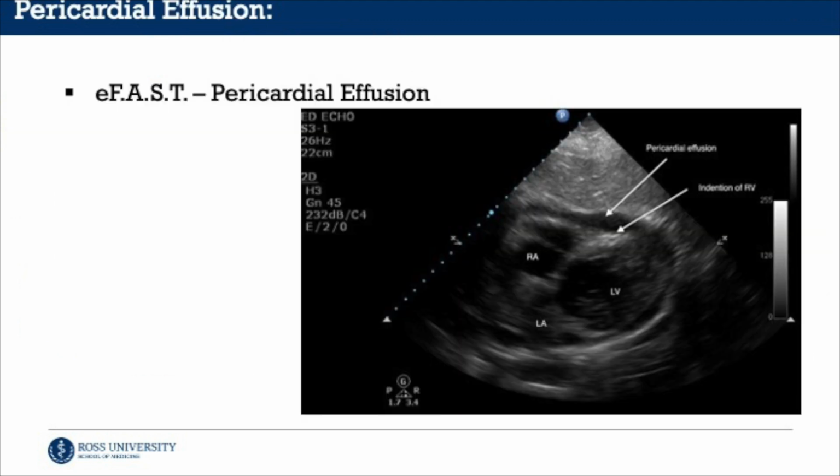Here we have another example of a FAST examination, but this time it is observing the heart and we can see the presence of a pericardial effusion. As you can see, there is a thin layer of fluid within the pericardium.